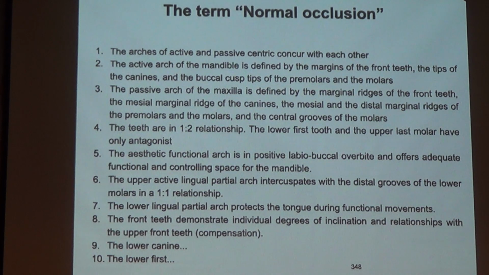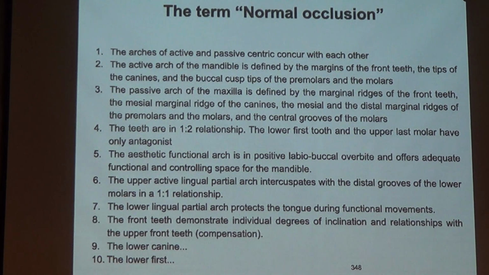The upper active lingual partial arch intercuspates into distal grooves of the lower molars in 1-to-1. Là cái cung active ở cái mặt trong của cái hàm trên đó, là nó khớp với cái trũng phía xa của răng cối lớn hàm dưới ở cái mối tương quan 1-1, có nghĩa là một cái này khớp với một kia. This is when we look from inside. Có nghĩa là khi mà mình nhìn từ phía mặt trong á, mình thấy là cái nó khớp vào cái trũng xa của răng cối dưới.